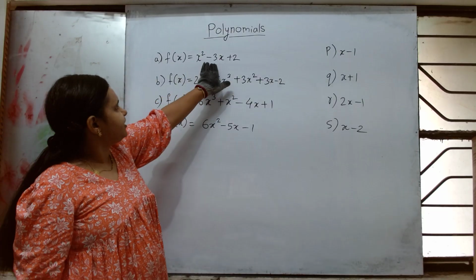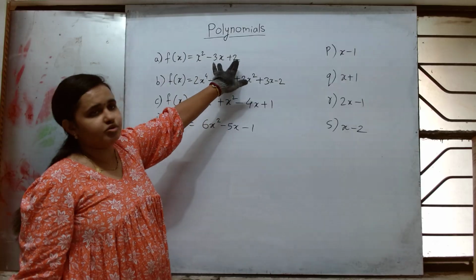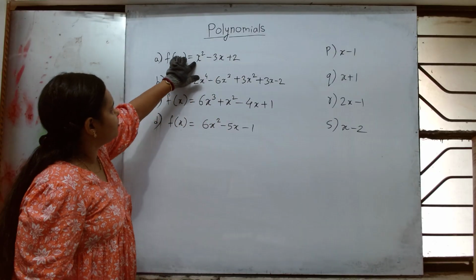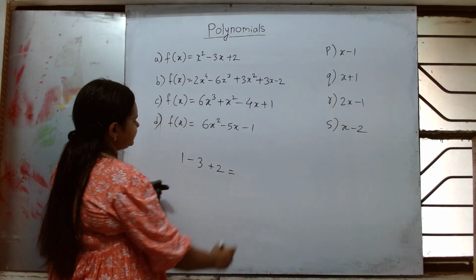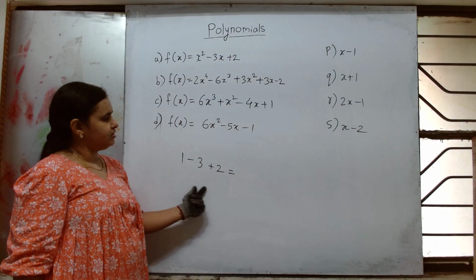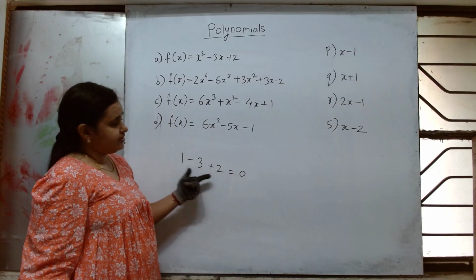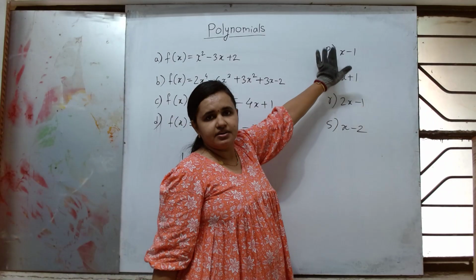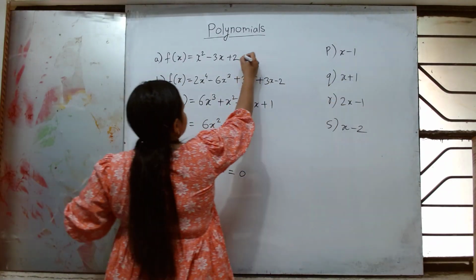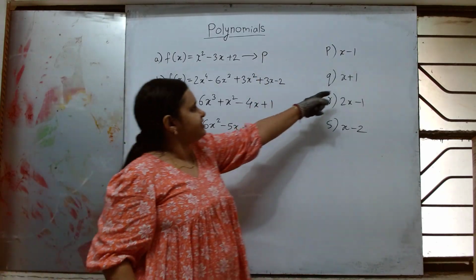So first, x square minus 3x plus 2. Let us see the sum of these coefficients. Sum of coefficients in first are 1 minus 3 plus 2. It is 1 minus 3 is minus 2. Minus 2 plus 2, it is 0. Therefore, sum of coefficients is 0. Therefore, x minus 1 will be the factor of this polynomial. Okay? Here we got.